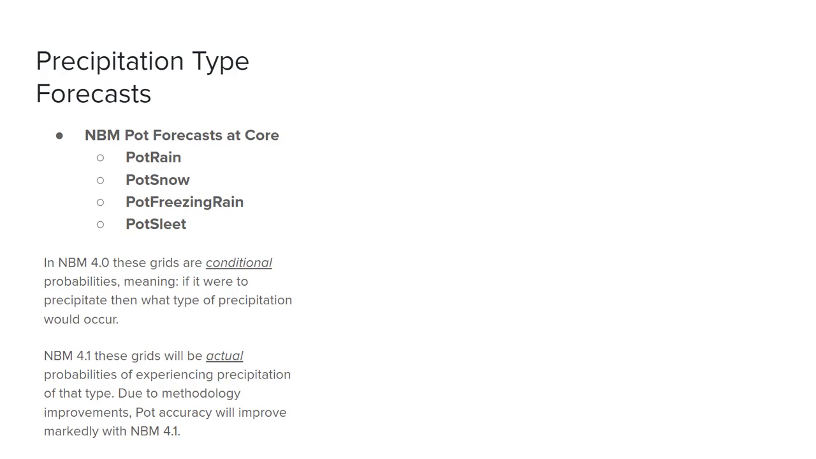They'll now actually be the actual probabilities of experiencing precipitation of that type. Note that this doesn't necessarily mean getting measurable precipitation of that type. It just means that the model is directly outputting that precipitation type. So rather than using an algorithm to determine precip type in a model that may or may not be precipitating, which is prone to a lot of problems, using direct model output means significant improvements in probability of weather type accuracy and performance have been seen.